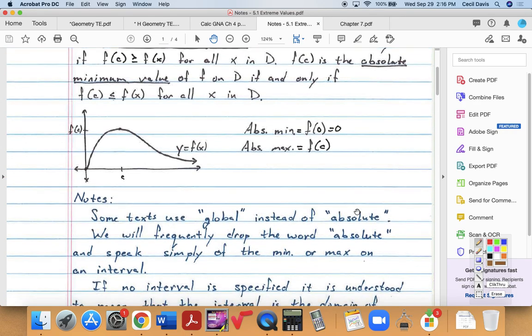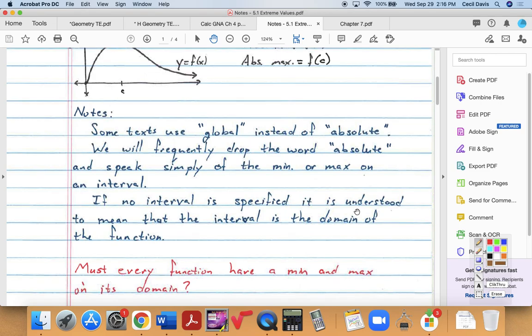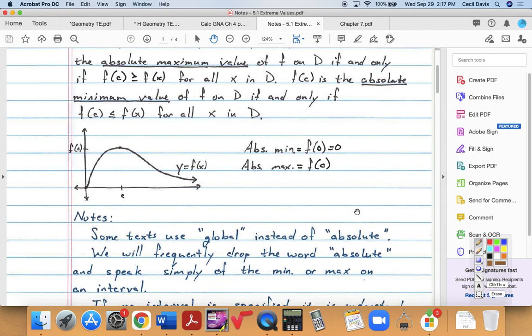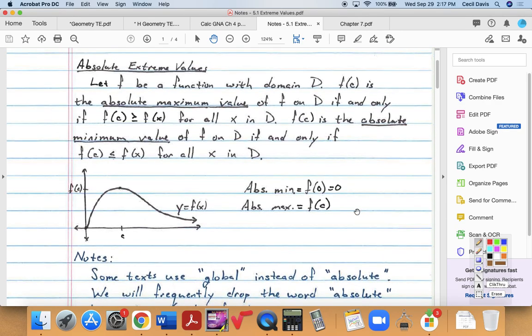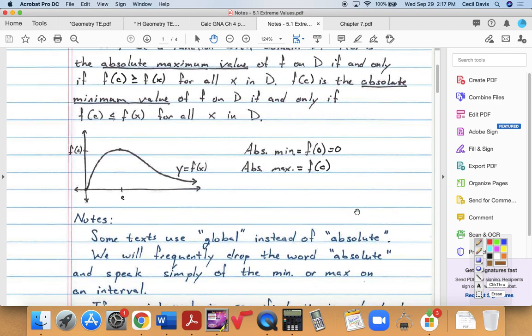So your book says absolute. Some texts say global, and you'll occasionally see that on an AP exam as well, the global maximum or the global minimum. A lot of times in problems, they don't even say either. They just say the maximum or the minimum. It means the same thing. So you don't have to necessarily say the absolute maximum or the absolute minimum. Notice there's no calculus in here anywhere. This is a non-calculus thing.